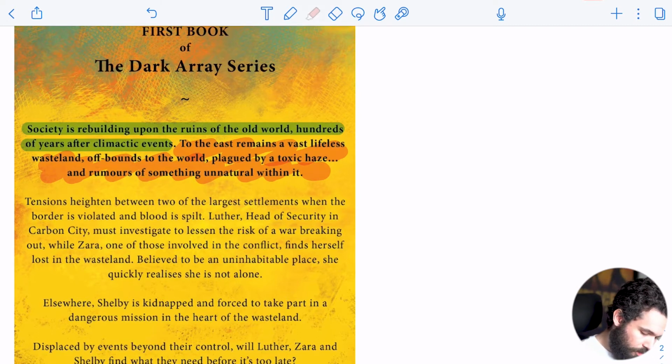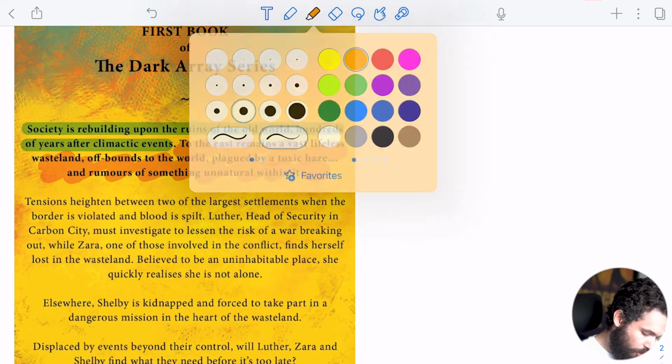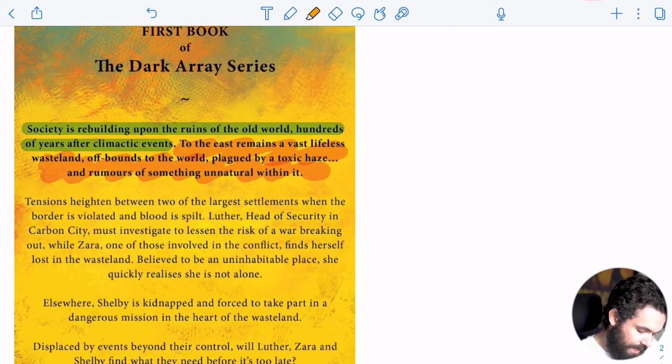The next sentence is: tensions heighten between two of the largest settlements when the border is violated and blood is spilt. Luther, head of security in Carbon City, must... so immediately you see that it switches on to the next thing when it talks about Luther. So tensions heightening between two large settlements when the border is violated and blood is spilt, that, to me, is going to make something good visually to look at. Oh, you can't really see that orange, can you? But that'll be alright. That'll be the next scene for the trailer.